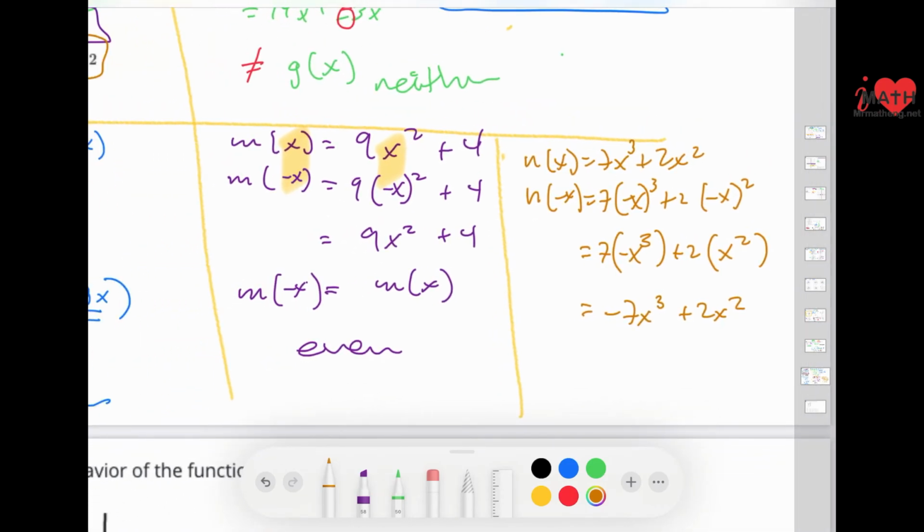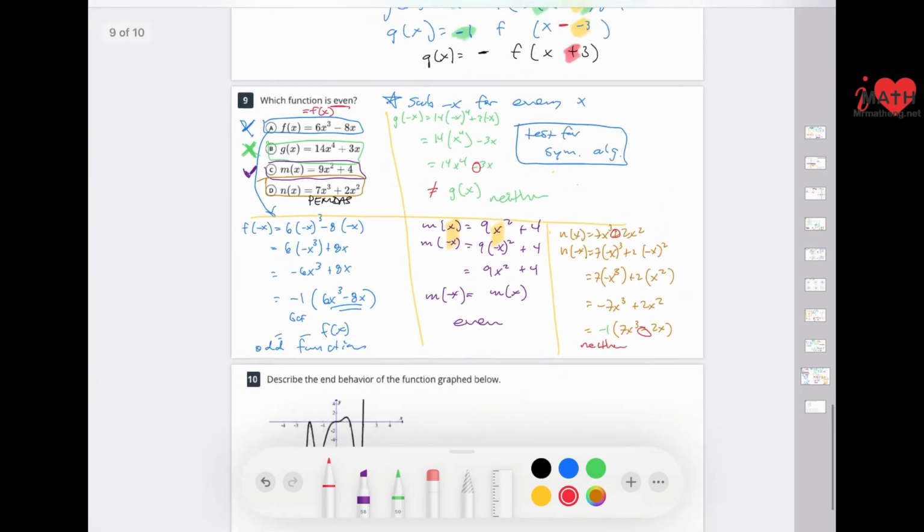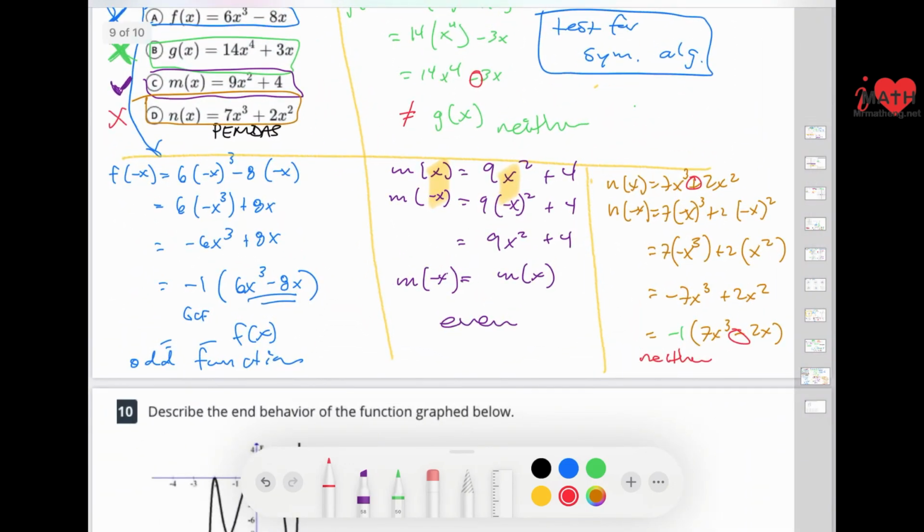Now, if you factor out the negative 1, you're going to get 7x cubed minus 2x. It's not equal to the original, and it's not equal to the opposite of the original, because this one has a negative sign there. So this one is a neither. So the only correct answer we have is C.